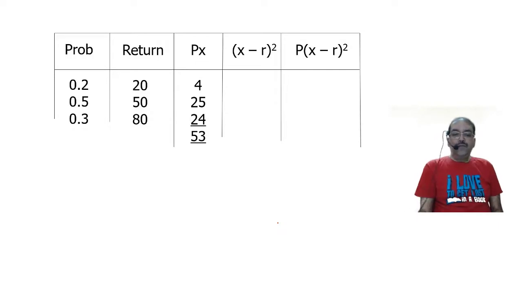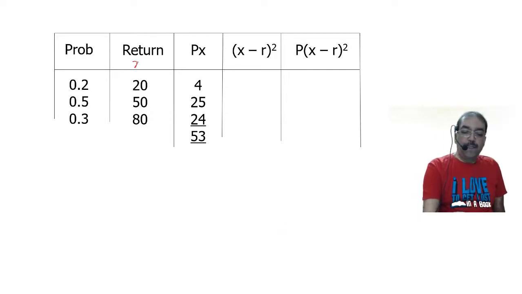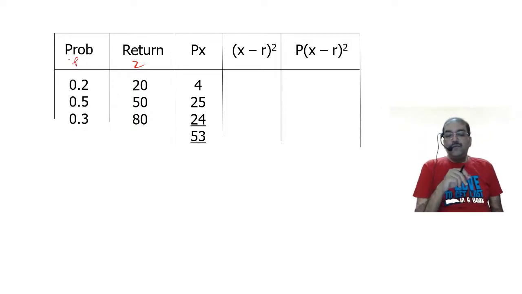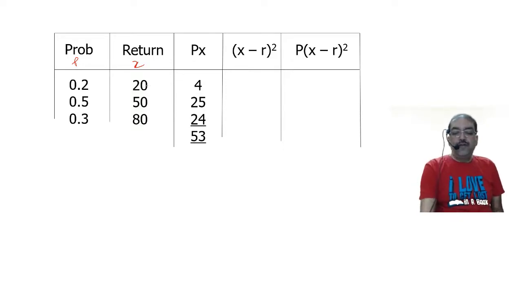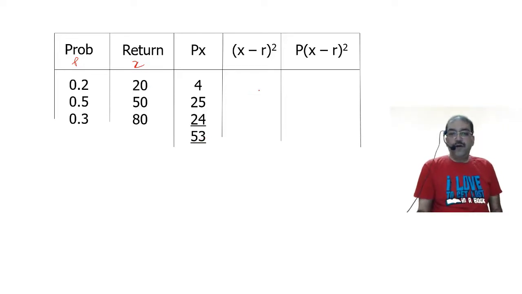This is my x sum, this is my p value. Now I take x minus r the whole square. Each value of x: 20 minus 53 the whole square, so I'll get 1089. There I had done it directly; here I'm splitting it up. You can do it directly also.